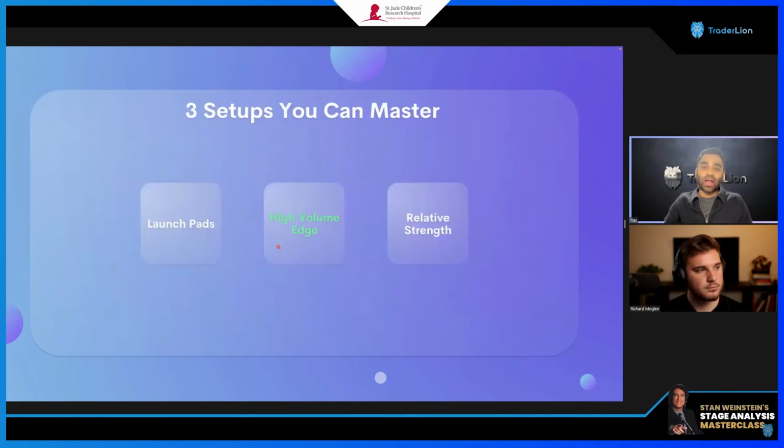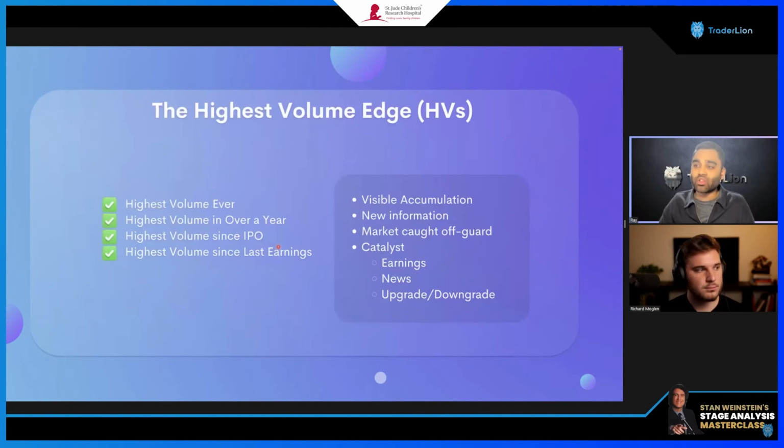Now the second one is the high volume edge. The high volume edge is basically something has happened in the markets where the stock is gapping on, it could be the highest volume ever, so it's the highest volume the stock has ever seen. It could be the highest volume in over a year. So from one earnings cycle to the next, the stock is now exhibiting massive volume, and it qualifies as the highest volume in a year. The other one being the highest volume since IPO. So the stock has IPO'd and reports earnings or some news, and now the candlestick and the volume that you get is the highest since its IPO day.